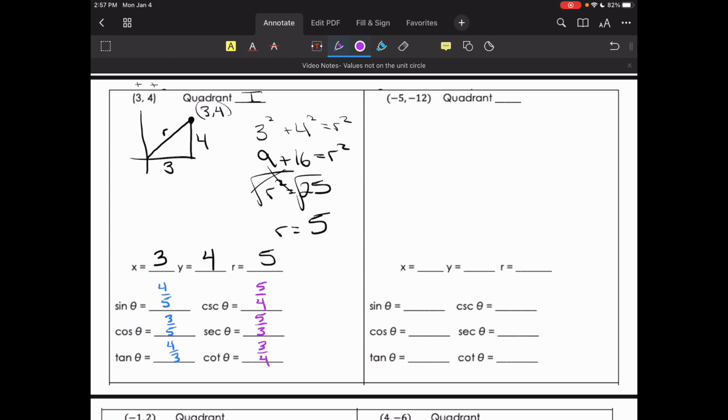Now, the second one here, I'm not going to do the whole problem. If you want to pause and practice this, you can do that. The answer key is posted on Schoology, so you can check your work. It's very similar to the one we just did. It's just that here I have a negative x and a negative y. So that would put me down in quadrant 3. So go ahead and practice that one if you want.